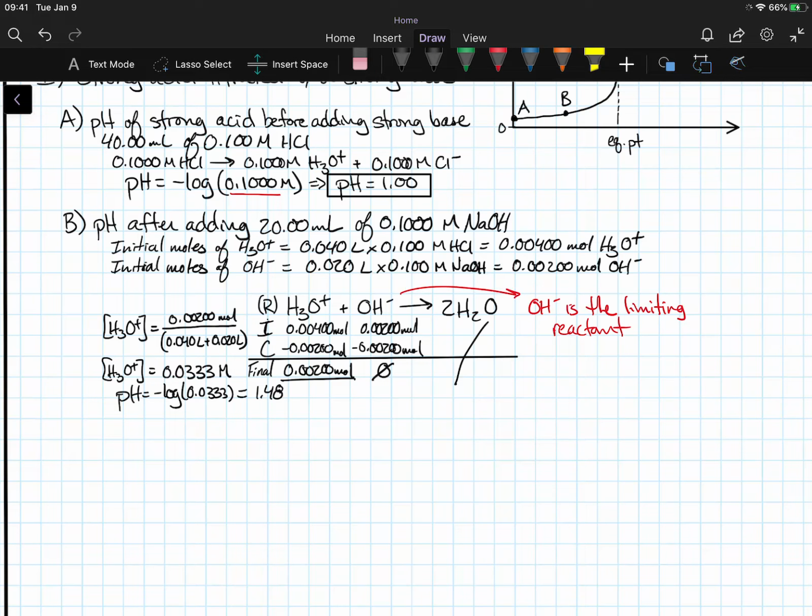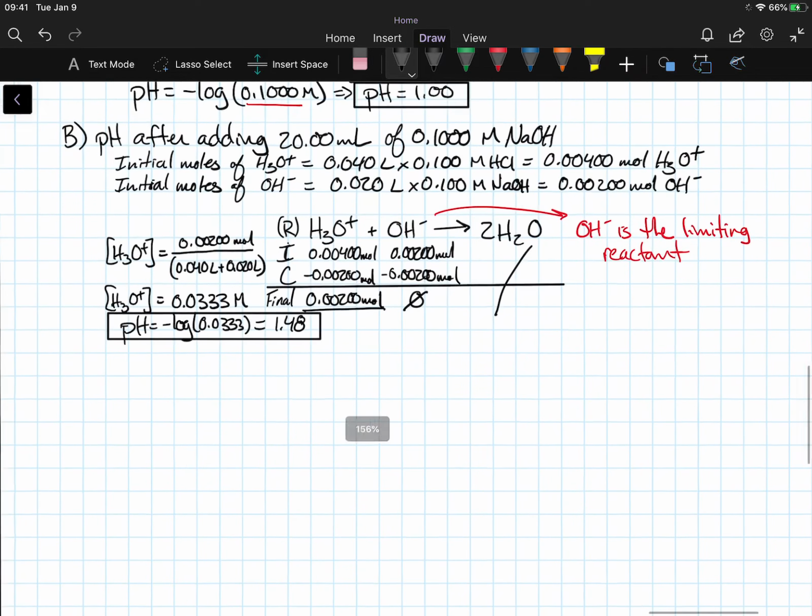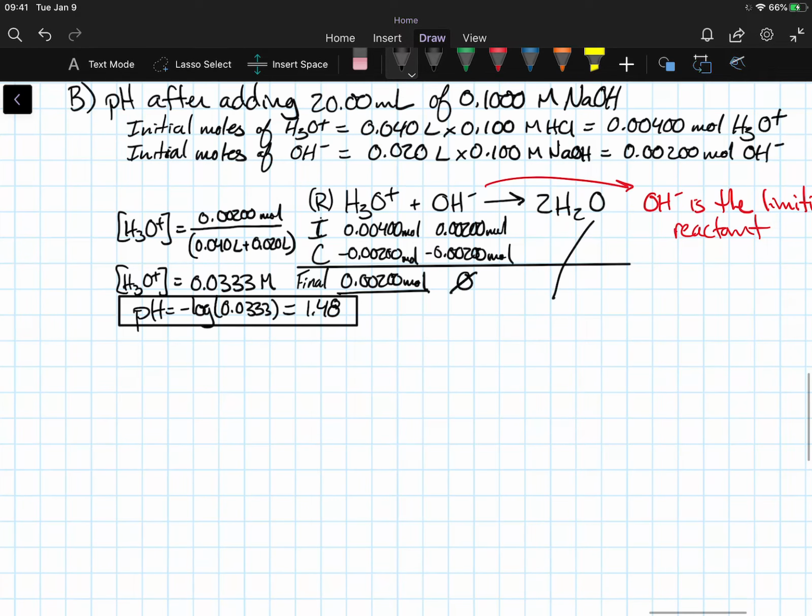So we've got the pH now. We're done with part B. We can move on to part C. Now we're going to be at the equivalence point, and that means we've added 40 milliliters of 0.100 molar NaOH.